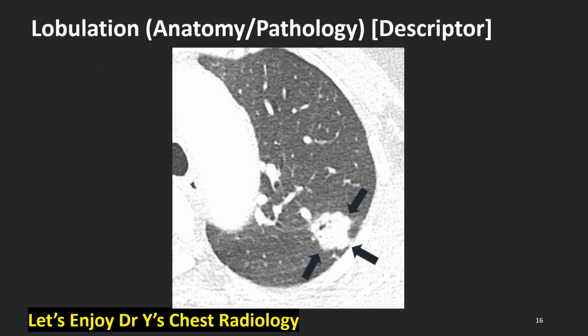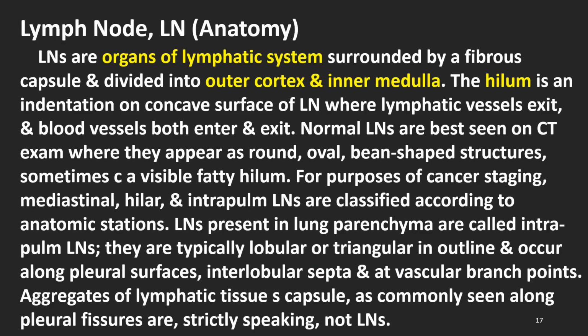Lobulation, anatomy, pathology, descriptor. Arrows indicate the lobulation of a lung nodule. Lymph node, anatomy. Lymph nodes are organs of the lymphatic system surrounded by a fibrous capsule and divided into outer cortex and inner medulla. The hilum is an indentation on the concave surface of a lymph node where lymphatic vessels exit and blood vessels both enter and exit.